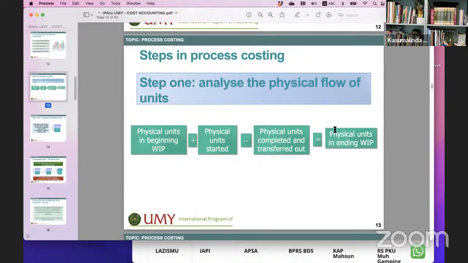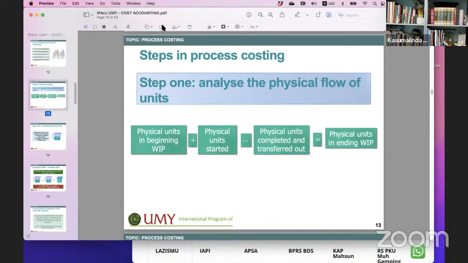If we rearrange the equation, I would like to write something here. It will look like this. We have the beginning work in process, I just put BWIP for beginning work in process, and we add the physical units started. This one I call units started.